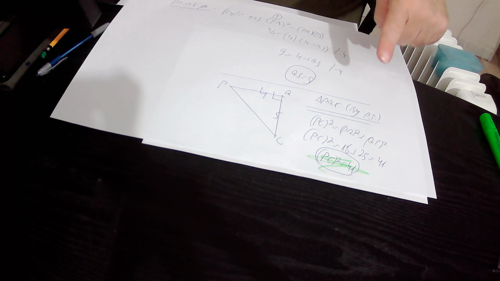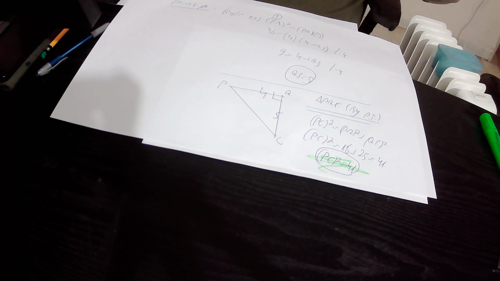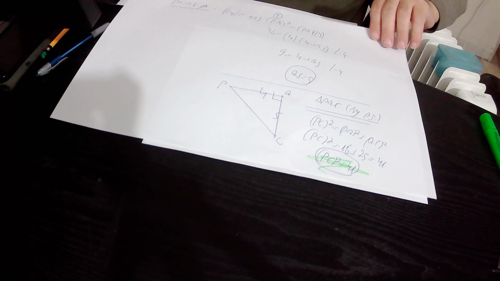So PC square equals PQ square. PQ is 4, therefore PQ square is 4 squared, that is 16, plus QC square. QC is 5, therefore QC square is 5 squared, that is 25. So in total, PC square equals 16 plus 25, that is 41. So PC square equals 41.